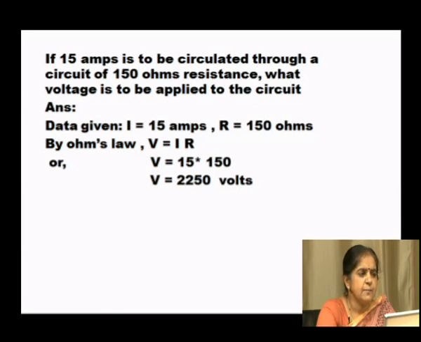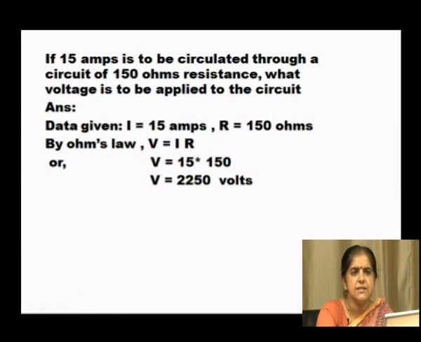If 15 amperes is to be circulated through a circuit of 150 ohms resistance, what voltage is to be applied to the circuit? Okay. In this case, what values are given? The given values are the current which is flowing in the circuit and the resistance which is there in the circuit. The current flowing in the circuit is 15 amperes, and the resistance in the circuit is 150 ohms. So, by using these two values, we are supposed to calculate the voltage to be applied in the circuit. So, once again list out the data which are given in the problem.